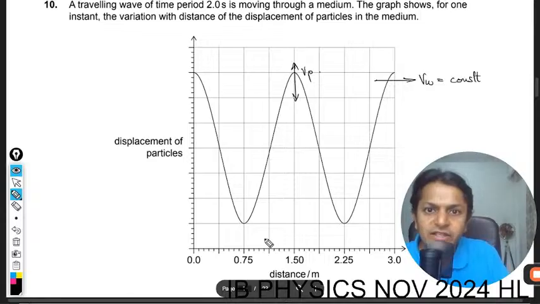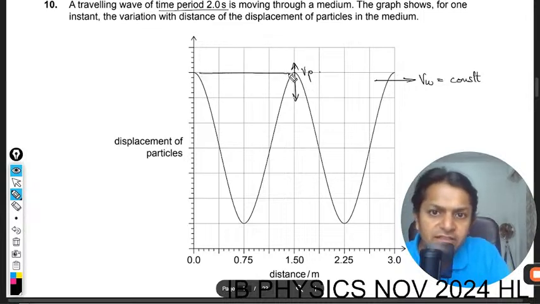So it is covering a certain distance. The time period is given as 2 seconds. So we are going to find the wavelength. The wavelength, as I told you, is the distance between these two crests. So the wavelength will be 1.5 meter.